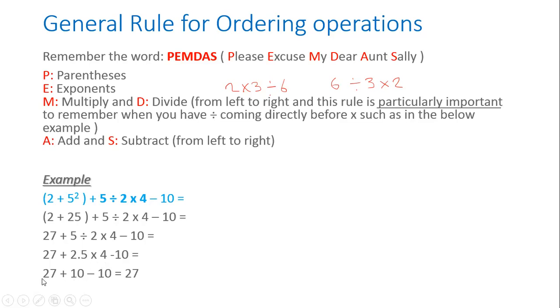And now we have addition and subtraction. We do the calculation from left to right. So 27 plus 10 is 37, minus 10 gives us 27. So this is the unique value of this expression.